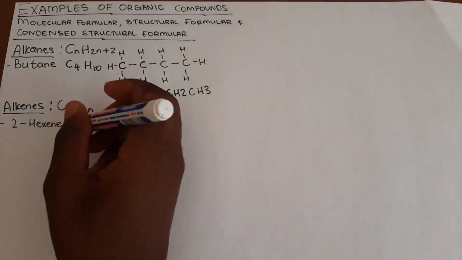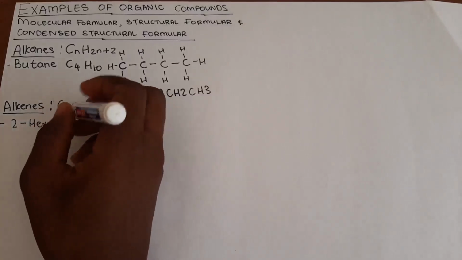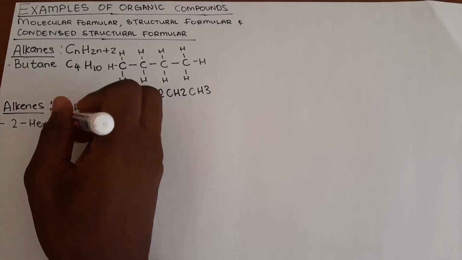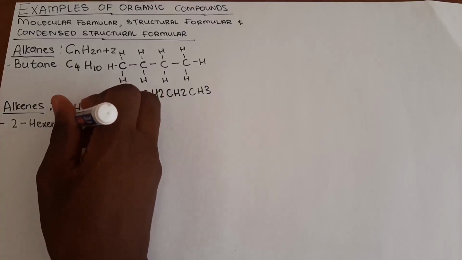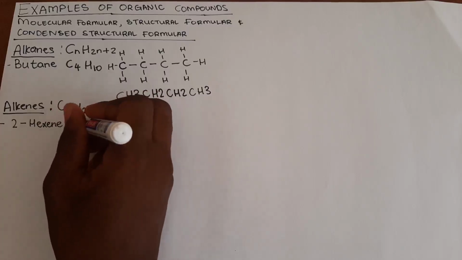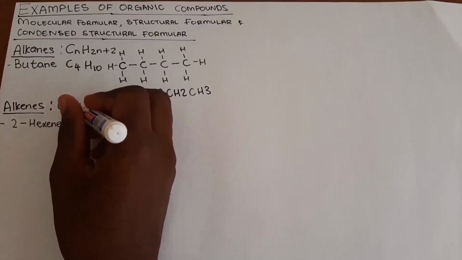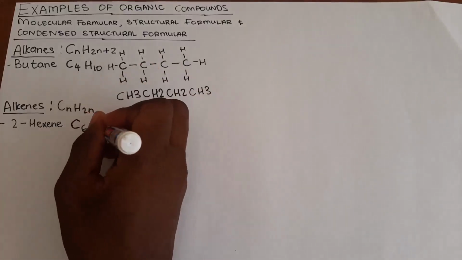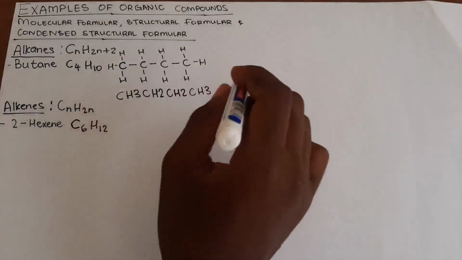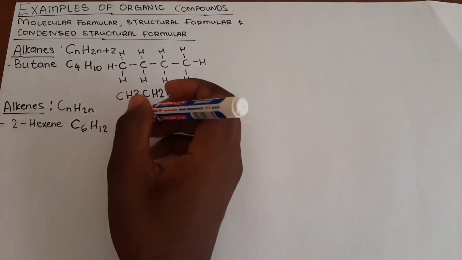So let's write it down. The molecular formula of 2-hexene is going to be C6H, 2 times 6, it's 12. So this is our 2-hexene molecular formula. Let's jump to the structural formula of this 2-hexene.